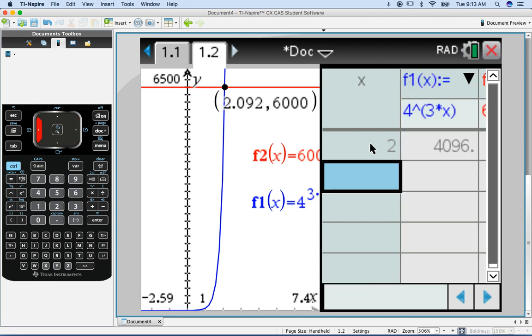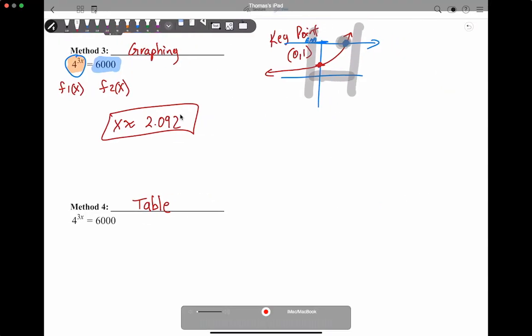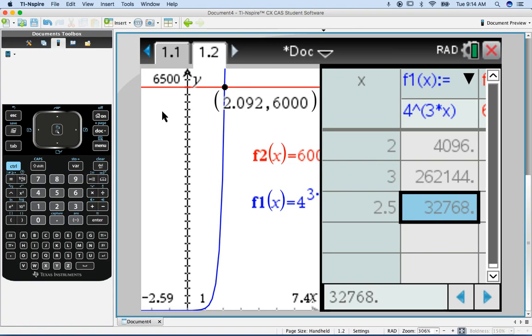Not there, just not quite. At 3, again, these are those two numbers. We see that they're very, very far away. So we want to match them up and get closer and closer and closer. Now 2.5. Notice that we have 32,000 versus 6. Now we already know the answer. We know the answer is 2.09, but you see that there's a lot of guess and check here, okay?